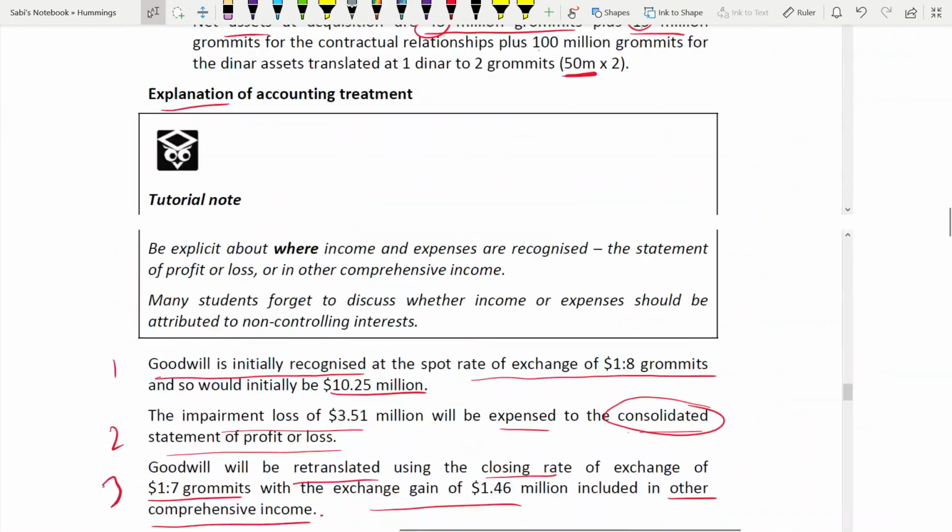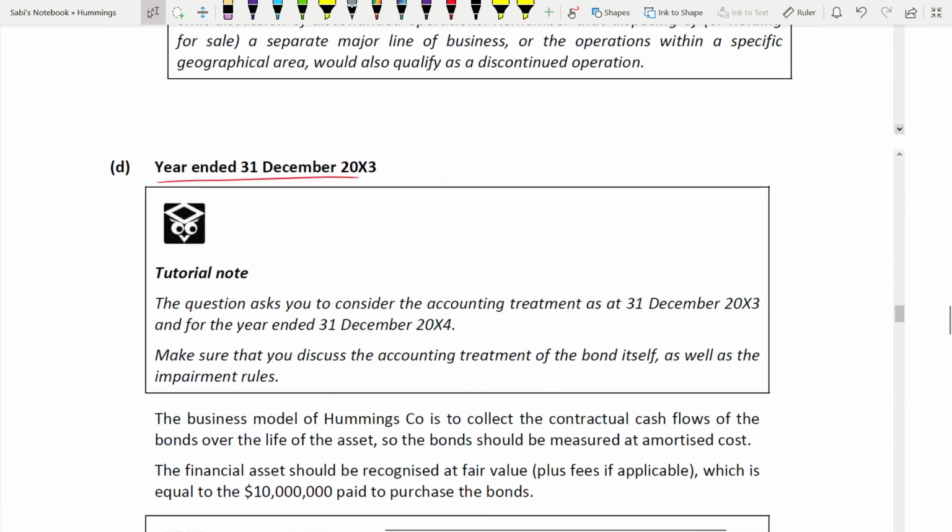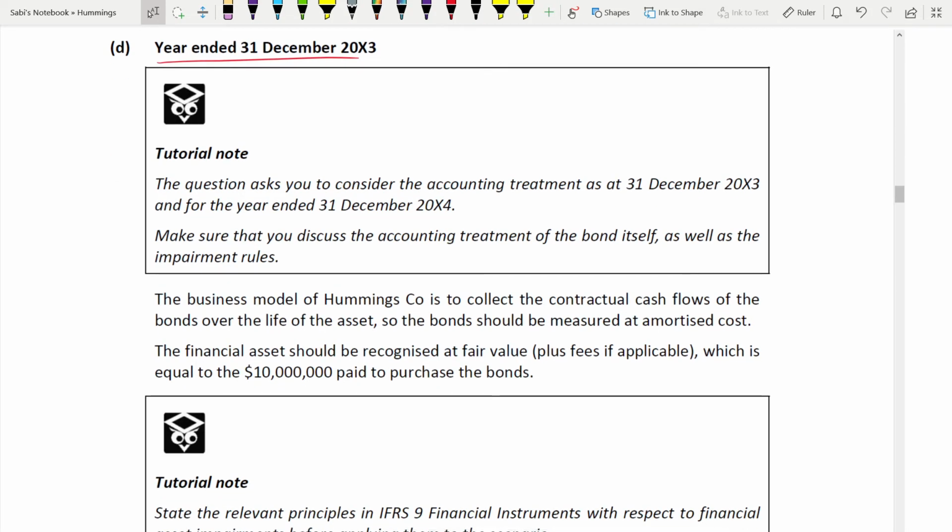So let's do it. When you have to present for two separate dates, make sure that those two separate dates are your subheadings. So the first one is 31st December 2003. Okay. First, you need the accounting treatment of the bond, number 1. Number 2 is impairment. Impairment is different, bond is different. First, look at the accounting treatment of the bond itself.